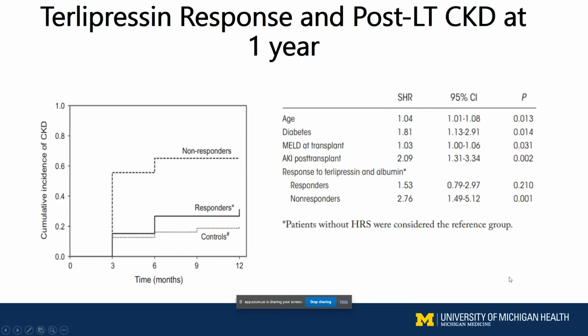And what they found was that those patients who responded to terlipressin and albumin had a lower rate of chronic kidney disease at 1 year. So that's important, right? Because you transplant somebody, and if they develop post-transplant end-stage renal disease, then they will require a kidney transplant after the liver.